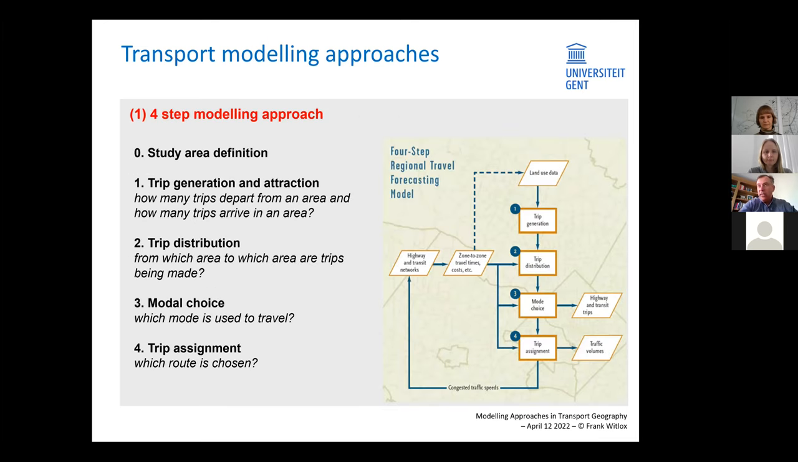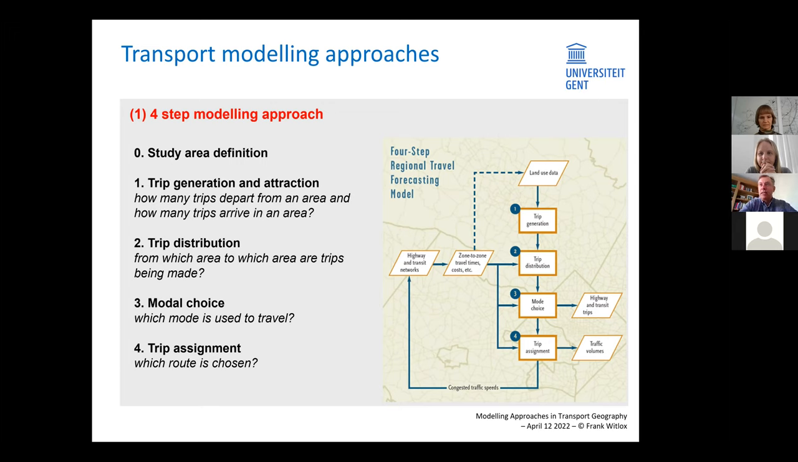Now, I once had a PhD student at a conference, and he started by saying that there are four steps in the four-step model, which is obviously correct. And then at the first step, he more or less got a kind of blackout, and he didn't know what the first step was. And then somebody in the room said, trip generation. And then all of a sudden it came back to him.